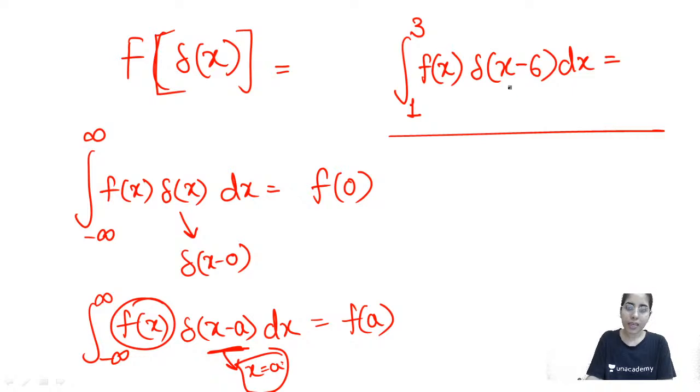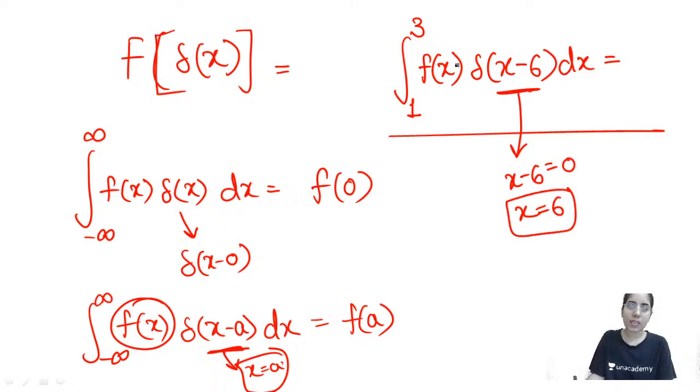See guys, here when you are comparing x minus 6 with 0, you are getting x is equal to 6. Is this existing within the limits 1, 2, 3? No, it is not between 1 and 3. So we can say that the answer will be 0. Okay, just be careful about it.